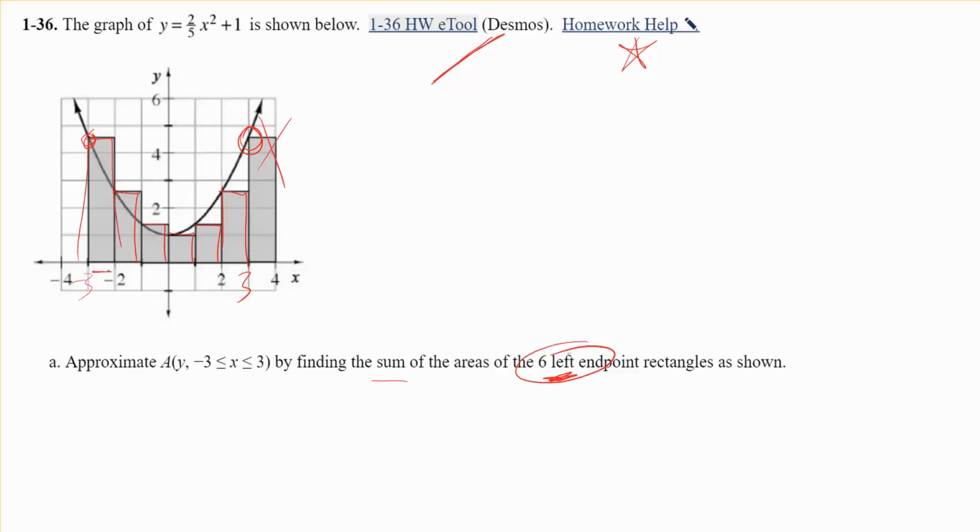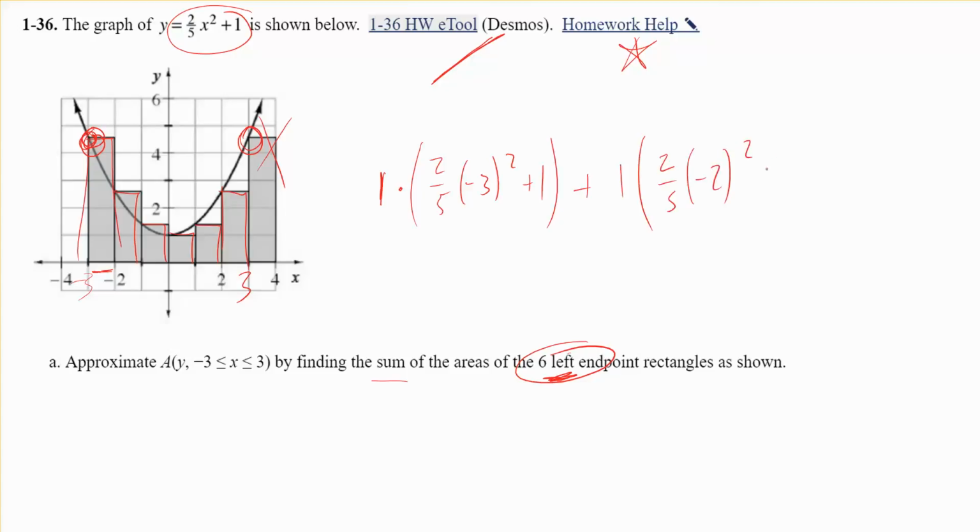So the base of each rectangle is 1 times its height. And the heights are going to come from right here. So the height of the first one is 2/5 times -3 squared plus 1. That's the height right there. I mean, you could estimate it at 3.5, which is pretty close. But that would be the actual height right there. Plus 1 times 2/5 times -2 squared plus 1. Dot, dot, dot. So if we add those up, that's where we're going to end up getting the answer that we want.